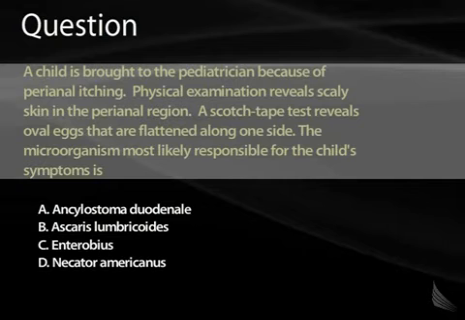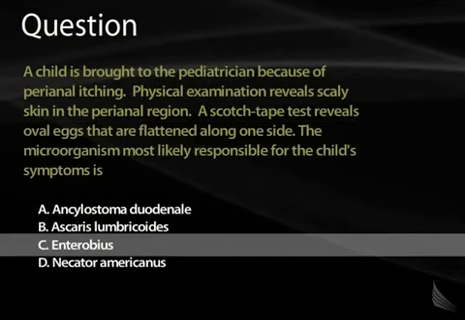So little kids with itchy bottoms can have a lot of causes, but if you've got oval eggs on a piece of Scotch tape, that's going to remind you of Enterobius vermicularis, which is C. These other organisms, Ancylostoma, Ascaris, and Necator, are not going to show up with eggs in the perianal area on Scotch tape.